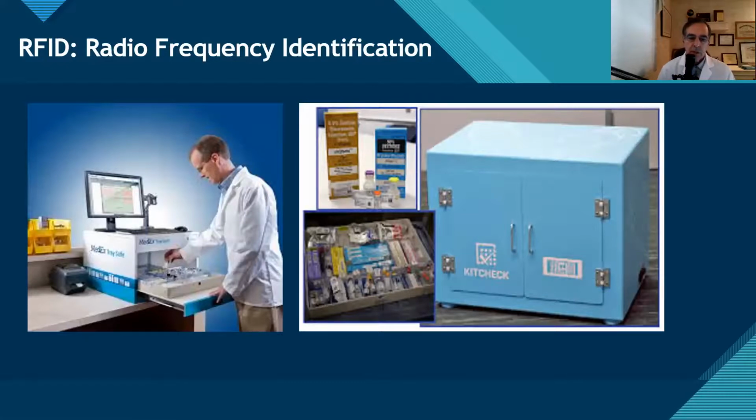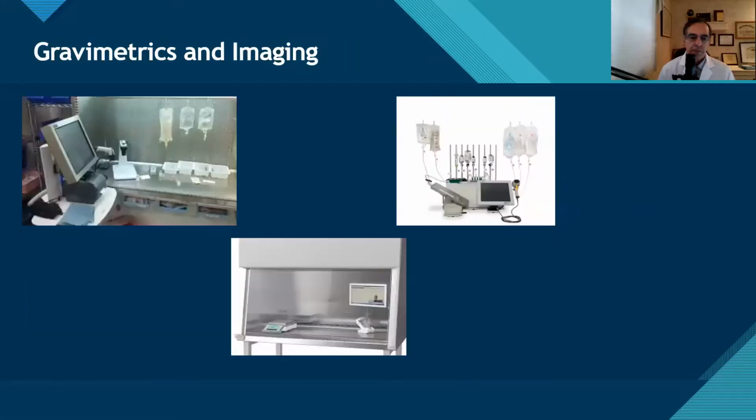We also, when we do our technologies, kits and trays, we use both barcode and RFID. So this is another method of quickly identifying which meds are in a tray or missing from a tray, and then getting those refilled. So radio frequency identification is used in addition to barcode technology. Now, when we get to IV workflow management, IV robotics, we start using other methods for verification, and that would include gravimetrics and imaging.